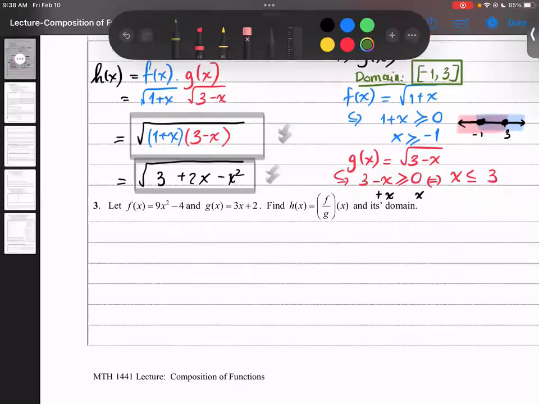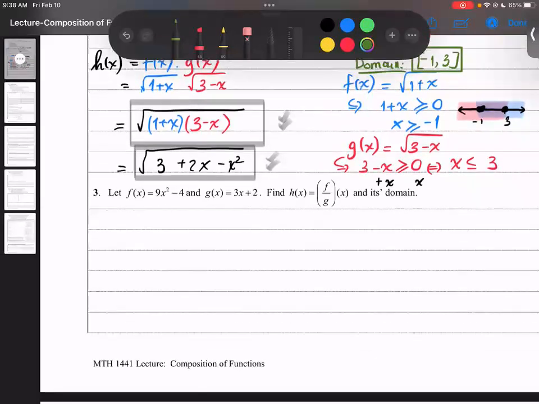All right, one more. This one is the division, the quotient one. That's my f of x and that's my g of x. They're both polynomials, so that's good news. This doesn't mean everything, right? I want my h of x equal to f divided by g of x.